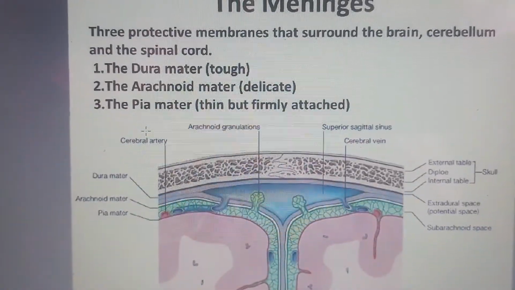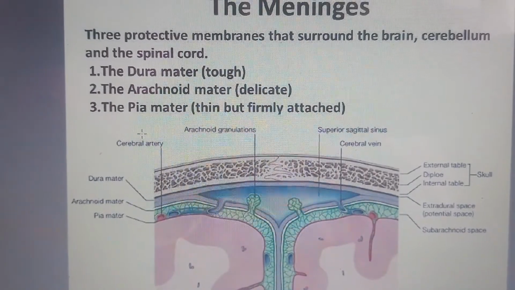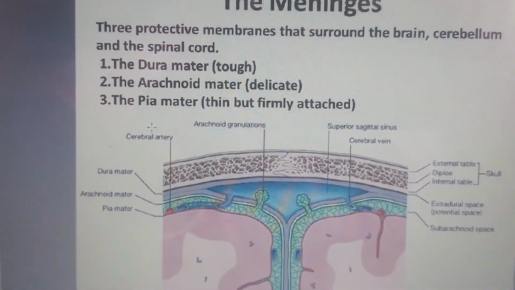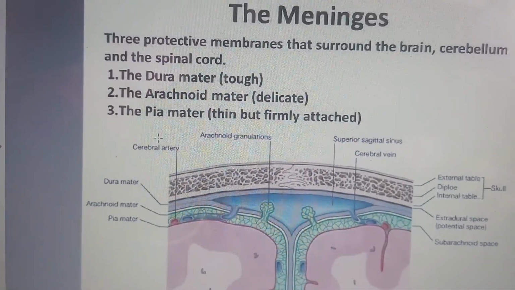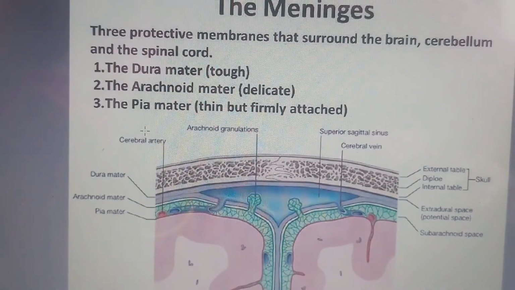Dura, as the name suggests, is the toughest of all the layers of meninges. Then comes the arachnoid mater, which is a comparatively delicate layer and vascular in nature. And there is the pia mater, which is a very thin layer but is firmly attached.